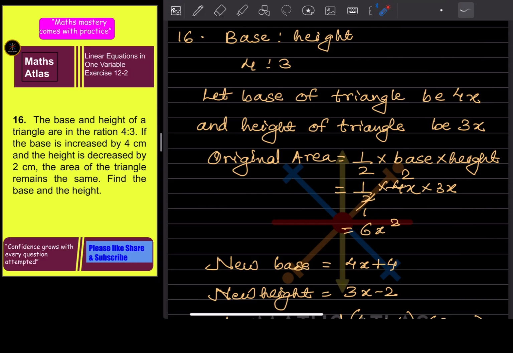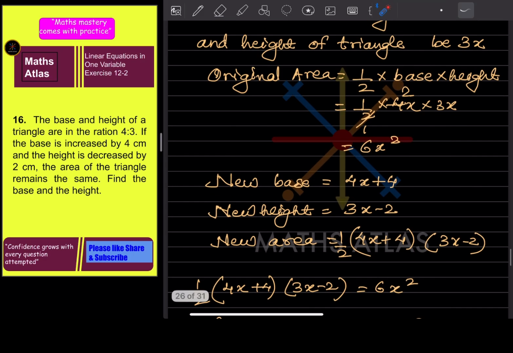So now the ratio is given, base and height, that means base is to height is given as 4:3. So now we will consider, let the base be 4x and the height be 3x. So the original one, because this is a triangle, the formula for the area of the triangle is half into base into height. So half into 4x into 3x. 2 ones are 2, 2 twos are 6, and x into x is going to be 6x square.